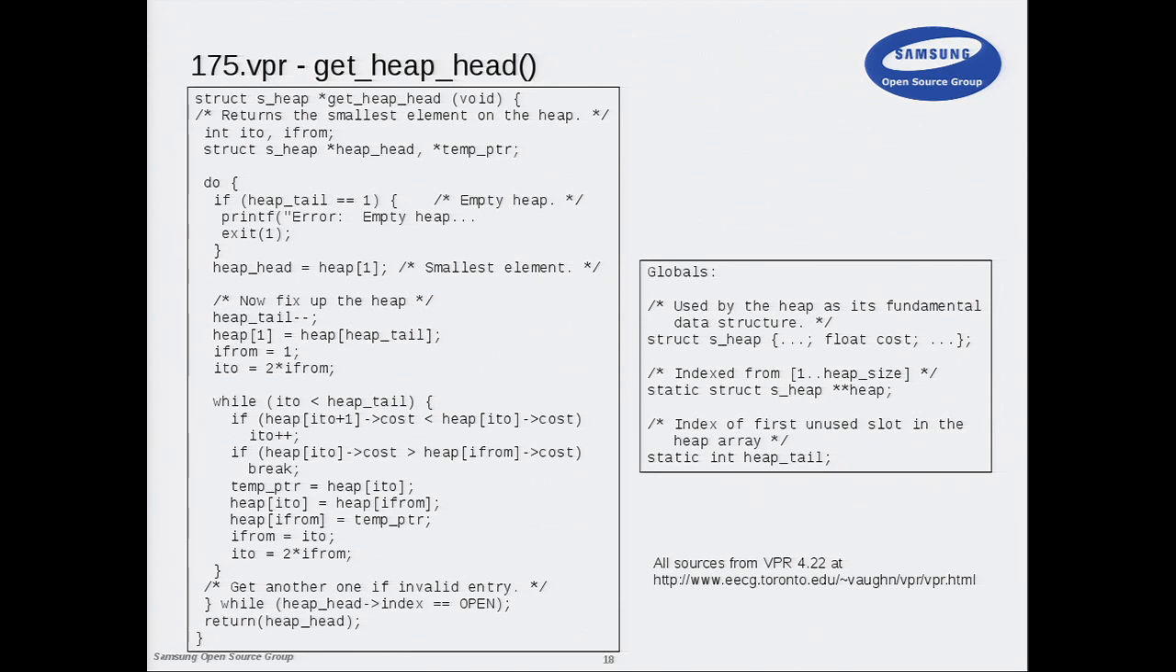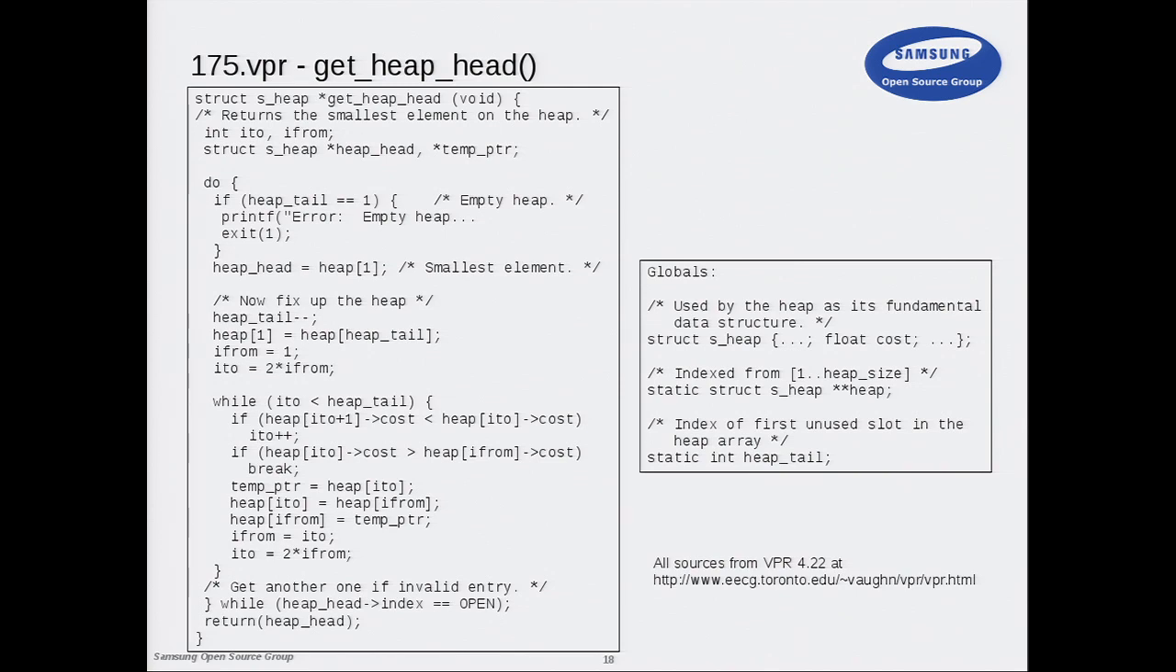So in terms of variables, we have this dynamically sized array of pointers to struct as heap elements. So those are our actual heap elements. We have a member here with a floating point value which indicates the cost. And we have a variable called heap tail, which just points at the first unused slot on the heap. So it's kind of the end.